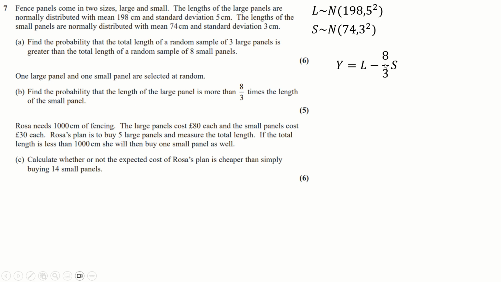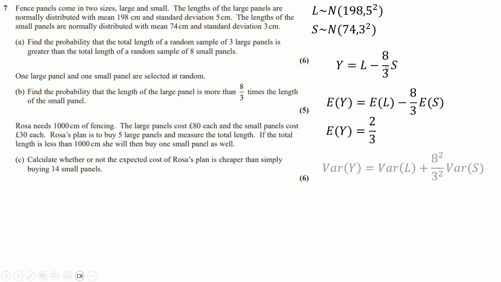So, okay, we have y as this, L minus 8/3 S, because we've got one large, and we want it to be more than 8/3 times the length of the small. So we'll set up this, and again, we'll do the same thing where we look for probability of y to be greater than 0. However, we of course need the expected value of y and the variance of y to do that. The expected value is just the expected value of this minus 8/3 the expected value of this. So this minus 8/3 times that, which is this. The variance of y, now that you're actually timesing just one panel by a constant here, that's when the variance squares. And of course, always adds up even if you're taking away.